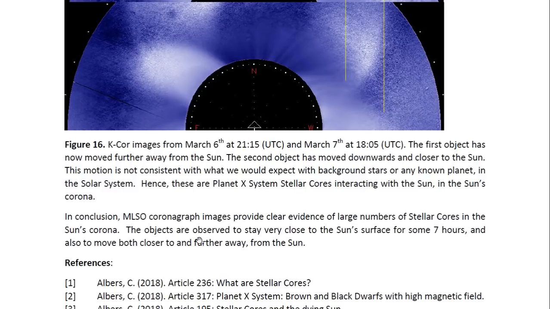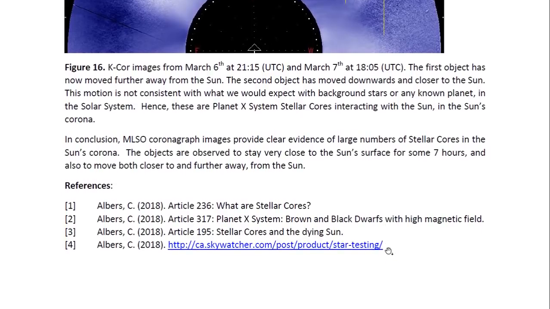Hence, these are or have to be Planet X system stellar cores interacting with the sun in the sun's corona. So in conclusion, MLSO coronagraph images provide clear evidence of large numbers of stellar cores in the sun's corona. The objects are observed to stay very close to the sun's surface for some 7 hours, and also to move both closer to and further away from the sun.